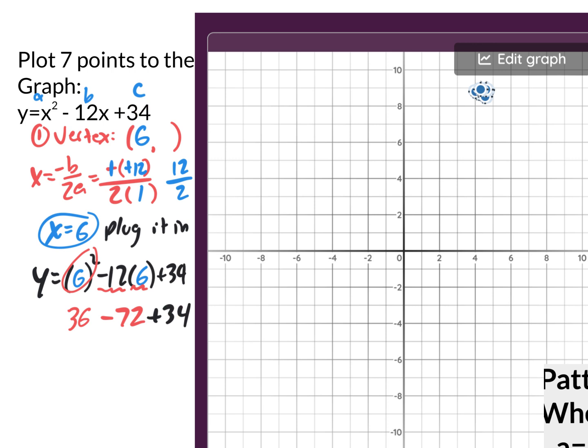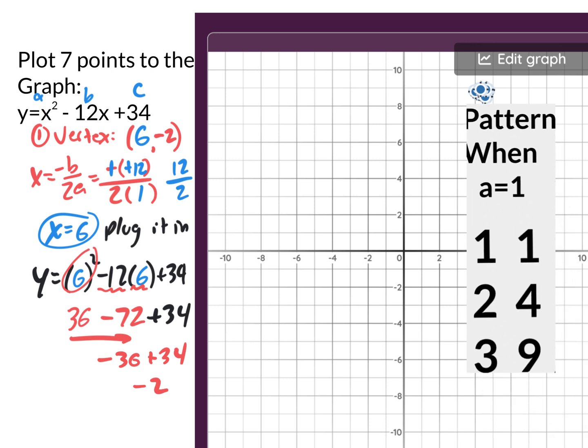And now from left to right, you just simply add and subtract. So 36 take away 72 is negative 36, and negative 36 plus 34 is exactly right, negative 2. So you have the vertex of 6 comma negative 2. Again, the A value is positive, which is beautiful.